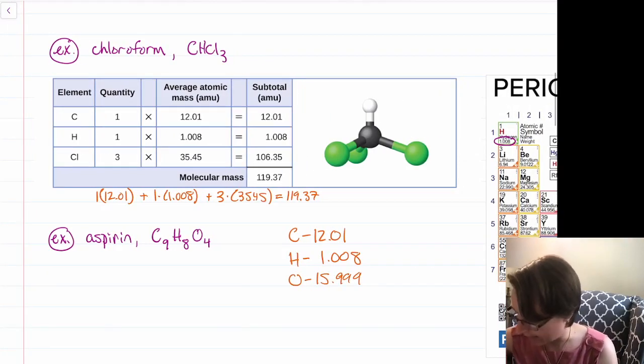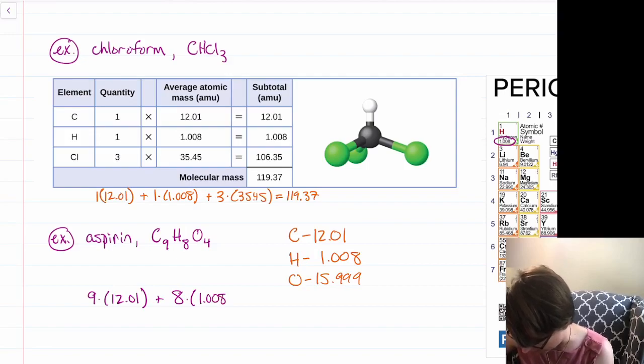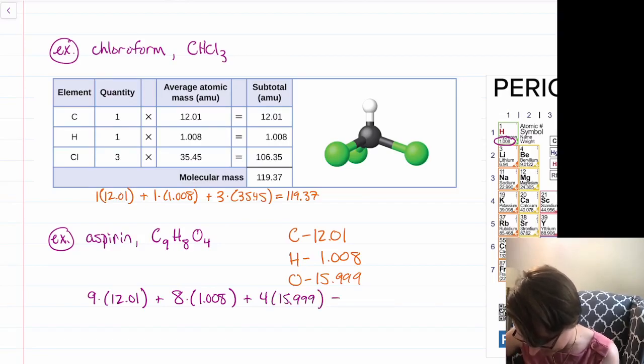And so once again, if we're adding up all the atoms and summing it to get our molecular weight, the easiest way to do that is to say that there are 9 carbons, each with a weight of 12.01, plus 8 hydrogens, each with a weight of 1.008, plus 4 oxygens, each with a weight of 15.999. When I add that all together, I'm going to get a molecular weight of 180.15.